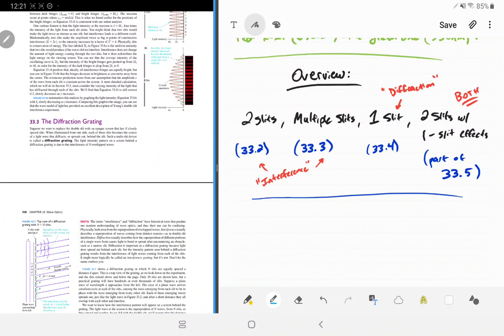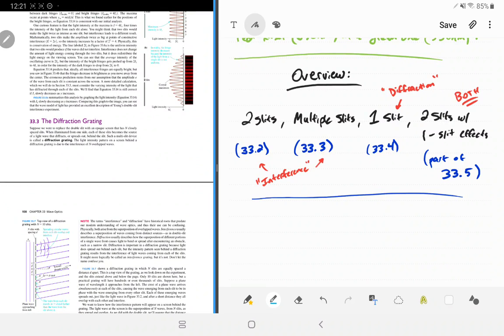But that's a terrible word for this, because the chapter is split into interference and diffraction effects, and we normally think of diffraction for something else. So diffraction grating is actually an interference phenomenon, not a diffraction phenomenon.